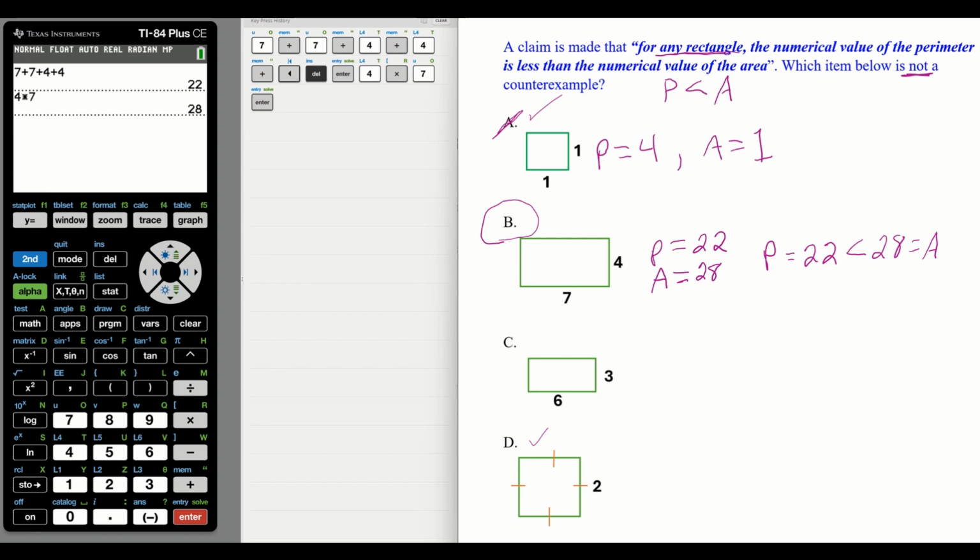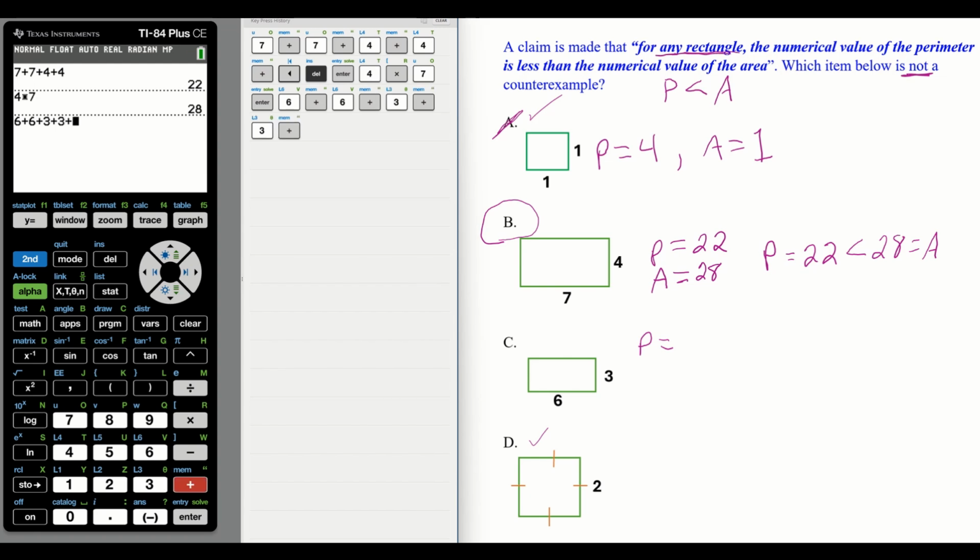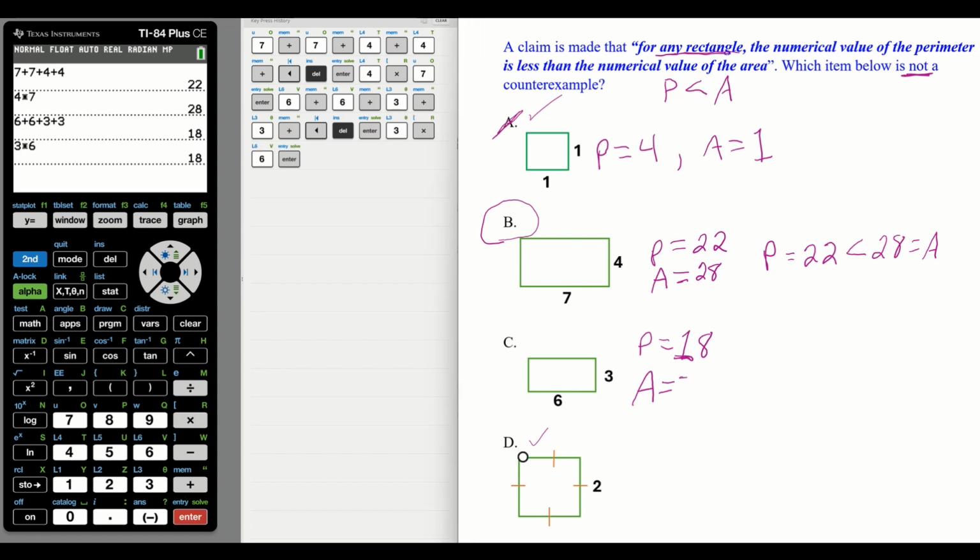This one is P equals 6 plus 6. I know I'm doing this a long way. Forgive me, please. That's 18. And there's definitely a reason why I want to move on, because we need to discuss this one. So 3 times 6 is 18. Look at this. It says 18 equals 18. Is that a counterexample? Because they're equal, which is unique.